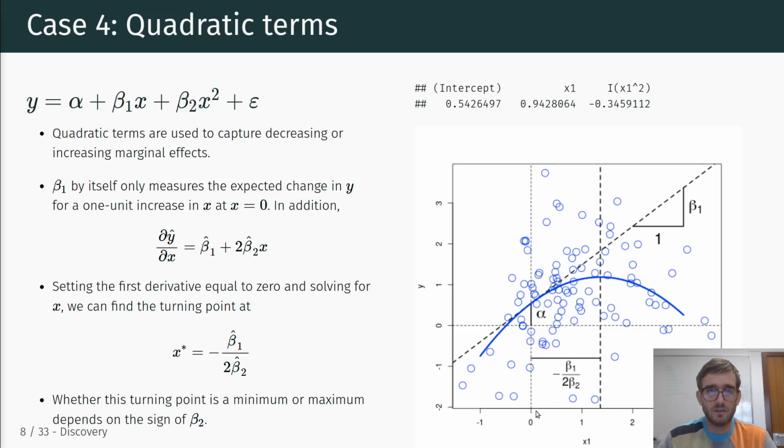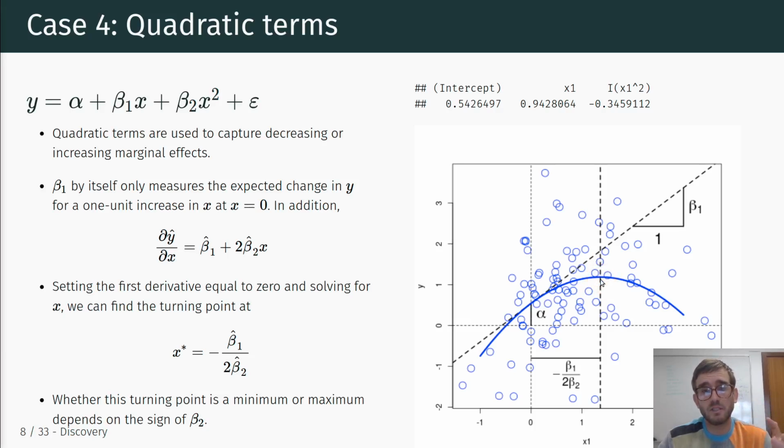So minus beta 1 divided by 2 times beta 2 is basically just the distance here between 0 and, on the x1 axis, on the x-axis, between those 2 points. Okay, so x star is something around 1.3. That means the minimum or maximum is at this specific point, right?